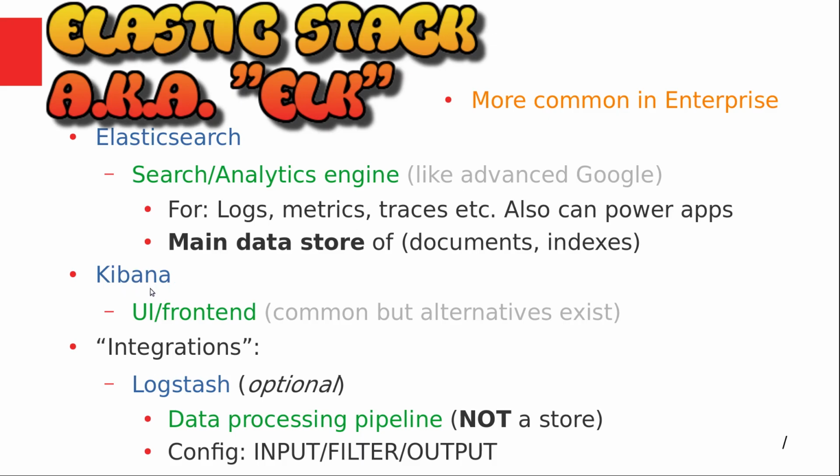Now, the K is Kibana. It doesn't really give you much of a clue, but it's basically just a UI. It's a front end, and it comes bundled with this. It's made by Elastic. But that's not to say that you have to use Kibana. There are alternatives, and some of them are popular, but this just comes out of the box in the Elastic stack. It's there and you can use it.